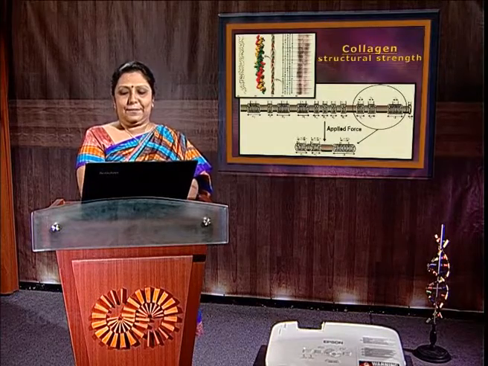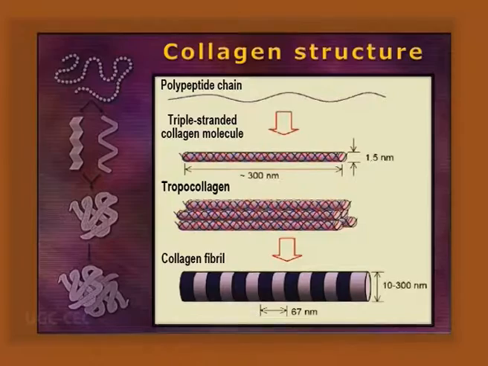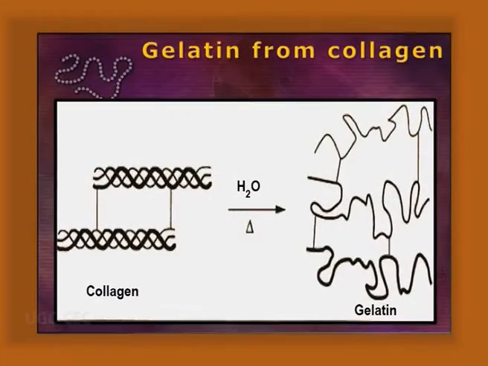According to source, type 1 to type 4 collagen are present. It makes the skin, cartilage, tendon, bone, blood vessel, etc. In the case of the collagen fibril structure, 67 nanometer is the length and 10 to 300 nanometer the breadth. Gelatin, which has no food value, can be derived from collagen.